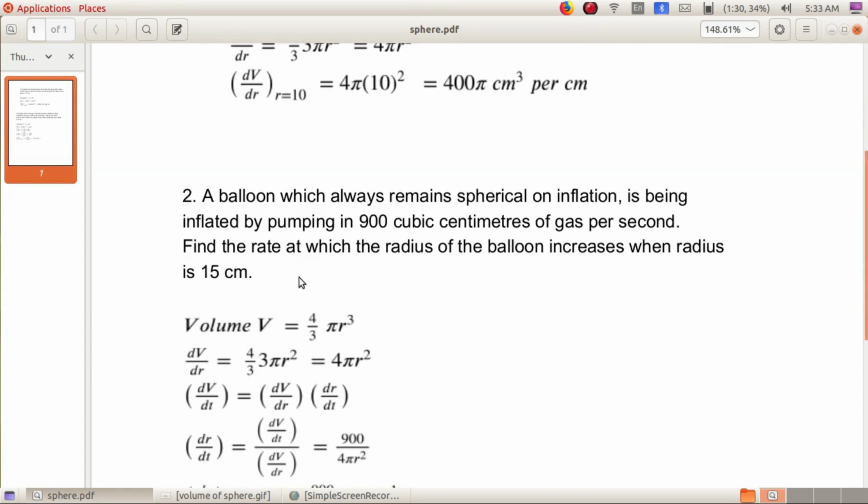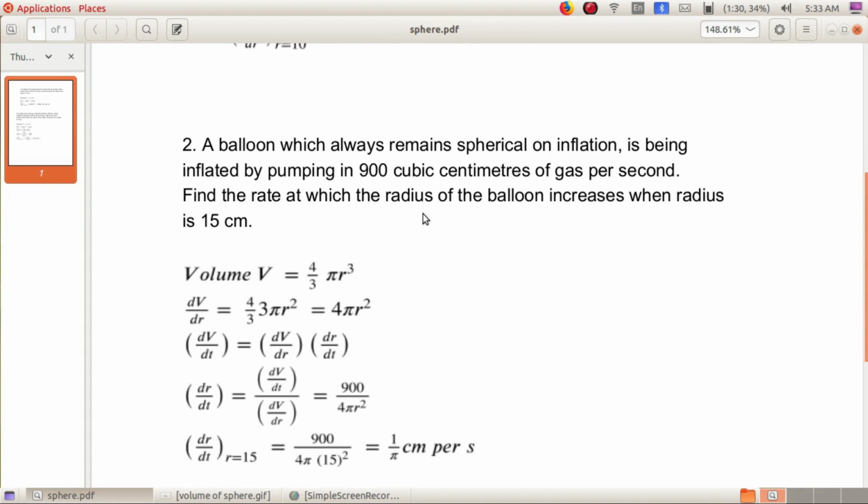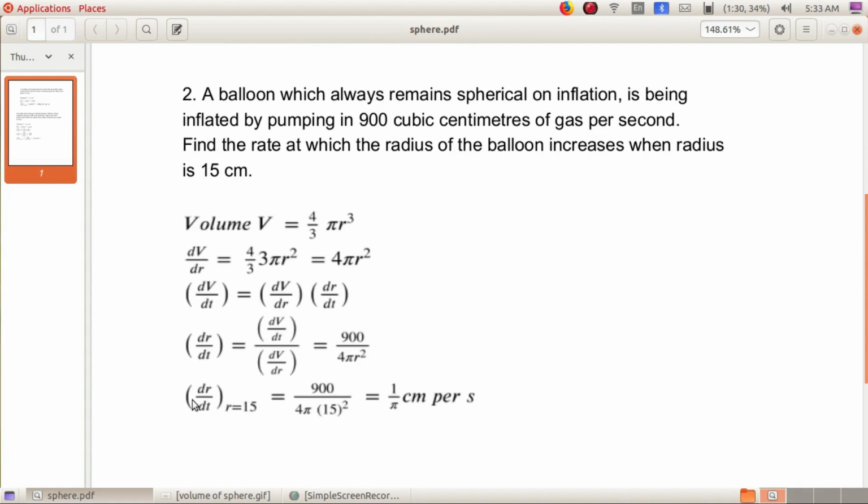Now problem 2. A balloon which always remains spherical on inflation is being inflated by pumping in 900 cubic centimeters of gas per second. Find the rate at which the radius of the balloon increases when the radius is 15 centimeter. We have to find the rate at which the radius is changing, dr by dt. Here volume of a sphere is 4 by 3 pi r cube.